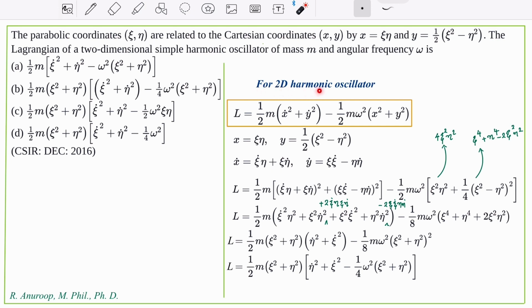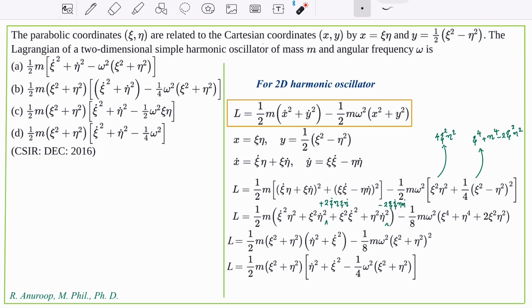For a 2D harmonic oscillator, we know that L is equal to half m (x dot square plus y dot square) minus half m omega square (x square plus y square). This is the expression for the Lagrangian for a 2D harmonic oscillator. Here the kinetic energy is half m (x dot square plus y dot square) and the potential energy is half m omega square (x square plus y square).